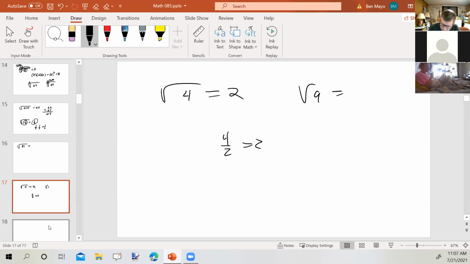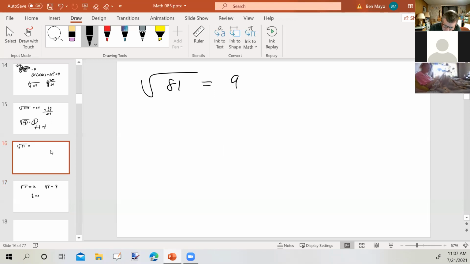But what's the square root of 9? 3. So it's not 9 divided by 2, is it? No. Okay, so it happened to work in that case, a coincidence, but not in general. Okay, good question though. All right, let's go back here.